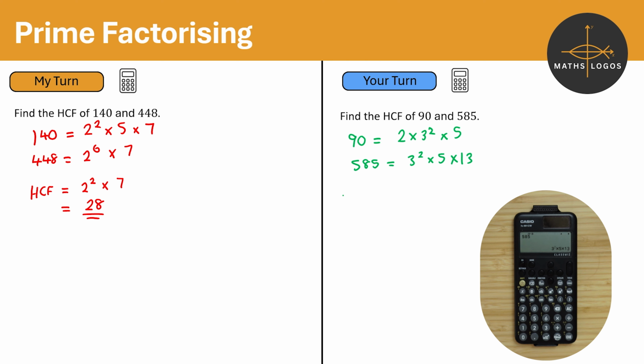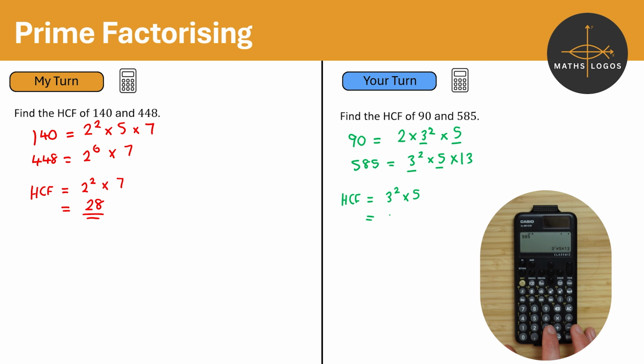And same as before, we want to go through each of our prime factors and see what they have in common, and that will be our highest common factor. So they don't have any 2's in common. Of course, 90 does have a factor of 2, but 585 does not. So that's obviously not going to be a common factor. I'll then look at the 3's. So 90 has 3 squared and 585 also has 3 squared. So that would be in my highest common factor. I'll then look at the 5's. They both share 1 5 in common. I'll write that down. And they don't have any other numbers in common. So that's going to be my highest common factor.